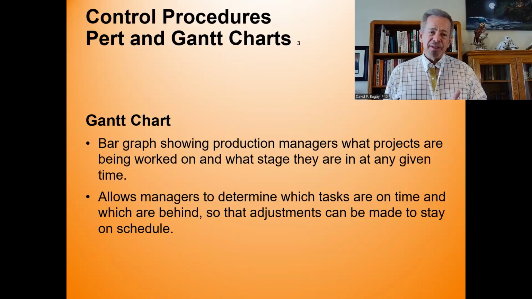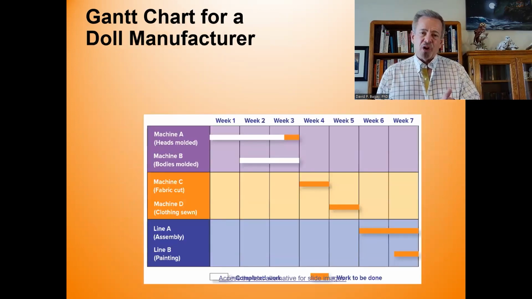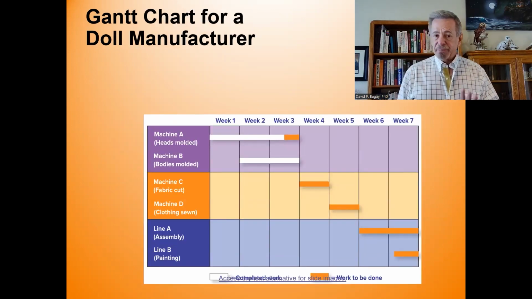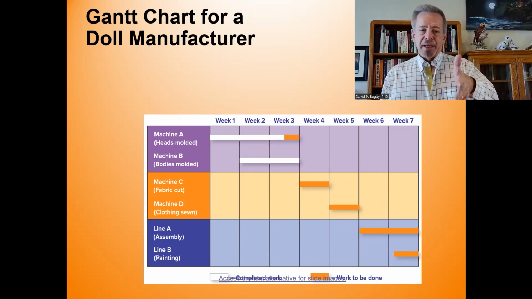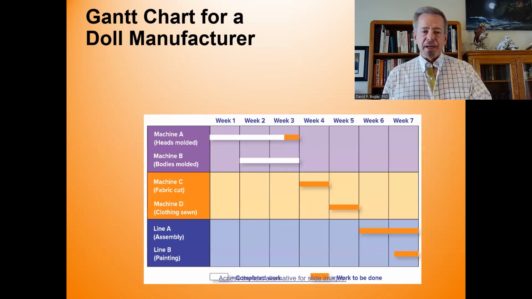Probably the one that's most commonly used, you'll see a bar graph here called the Gantt chart. This could be done on a simple Excel spreadsheet. Here's an example over here. You've got a doll, a head, a body, the fabric cut, the clothing, and then the assembly line. What you do is you break the task down, just like you did with the PERT chart, except this could be much simpler, and you'll see these on a regular basis.